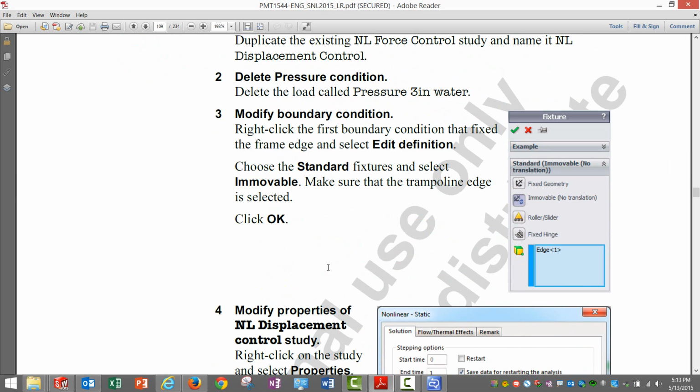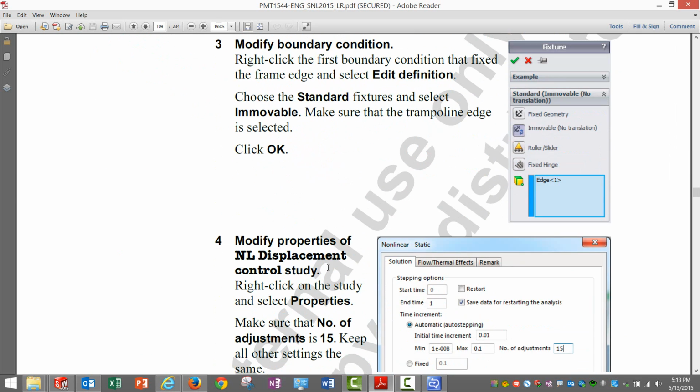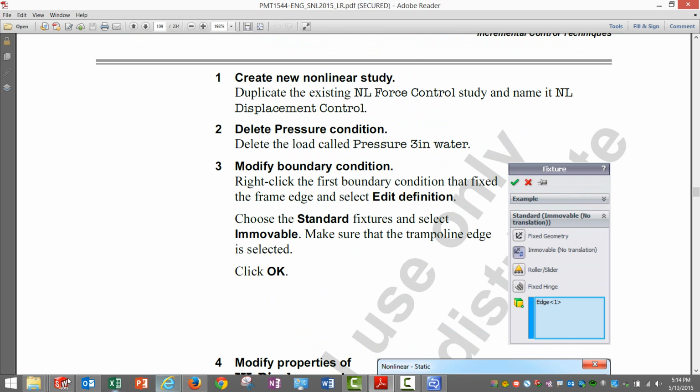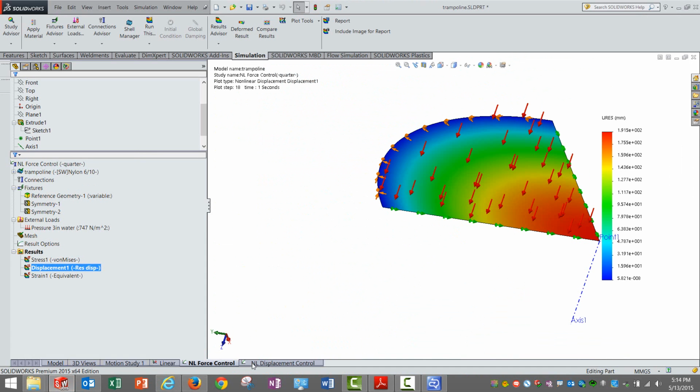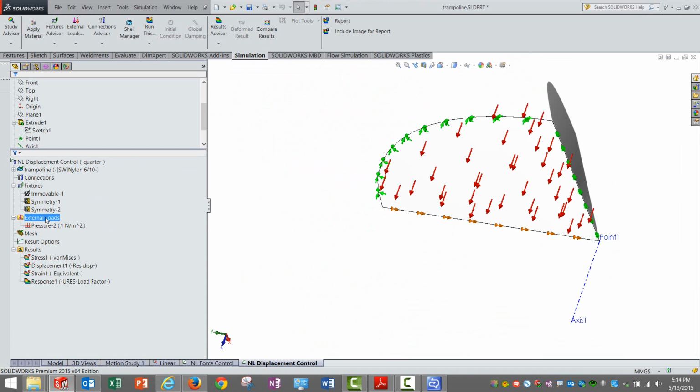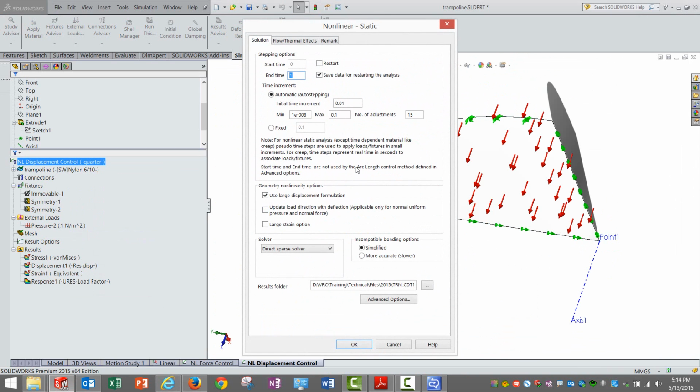So one of the changes in this setup is that all other things remain the same. If I go over here, in terms of properties, one of the things that changes is the number of adjustments. Because we are not giving any initial stiffness to the trampoline by stretching it, we can expect instability, and increasing the number of adjustments to 15 should help over here.